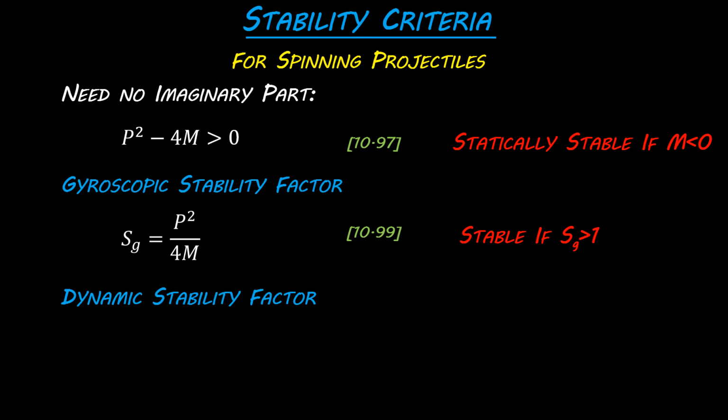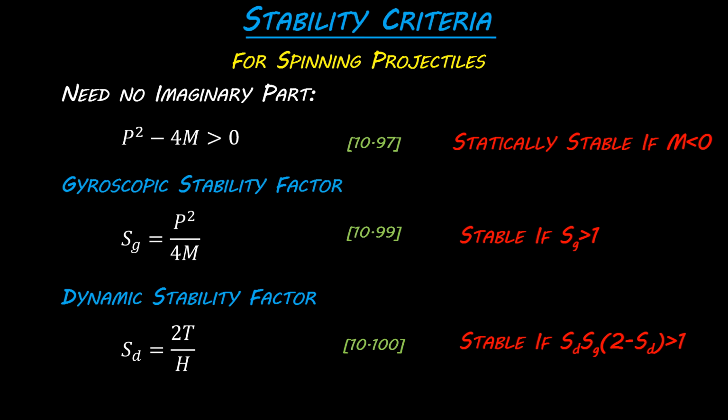We also have a dynamic stability factor. That is S sub d equal to 2 times that t coefficient divided by the h coefficient, equation 10.100. And for that, we are dynamically stable if our dynamic stability factor multiplied by the gyroscopic stability factor multiplied by a quantity of 2 minus the dynamic stability factor, all of that is greater than 1. Then we will be dynamically stable.